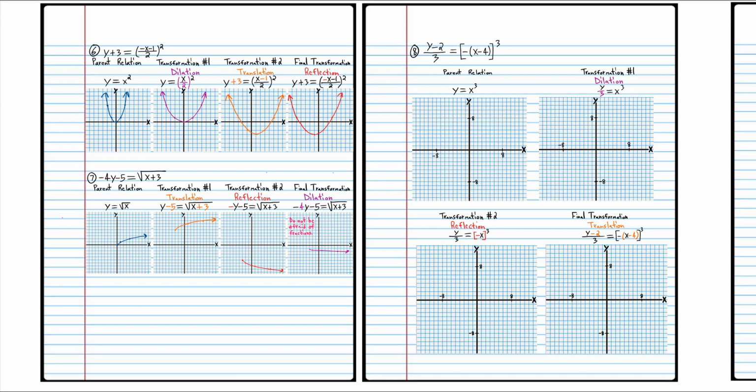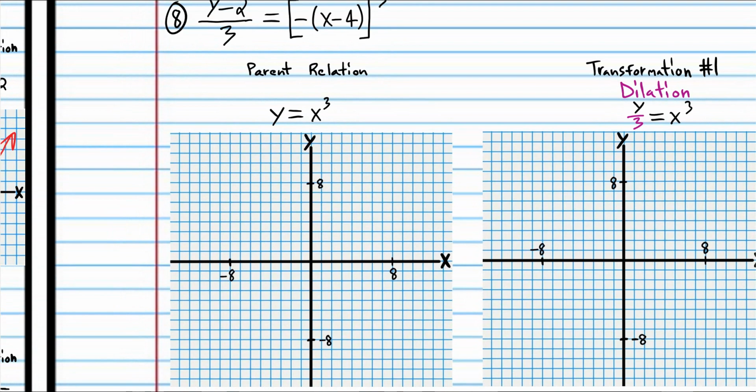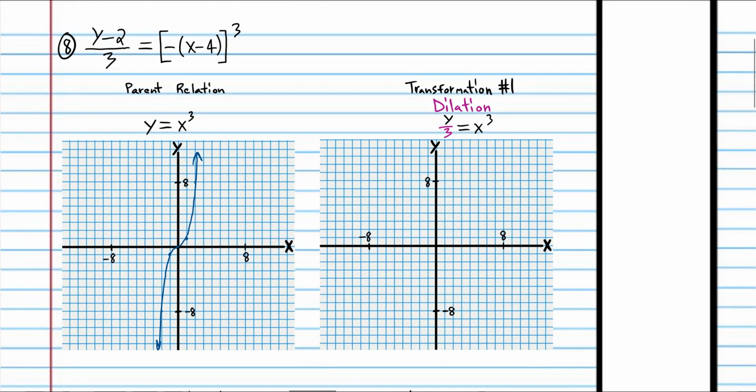All right, we're back. So we have a cubic relation here. So obviously we're going to start with the cubic parent relation. (1, 1), (0, 0), (-1, -1), (2, 8), and (-2, -8) are all on the graph. These are points that you should be somewhat familiar with. So that is the parent relation.